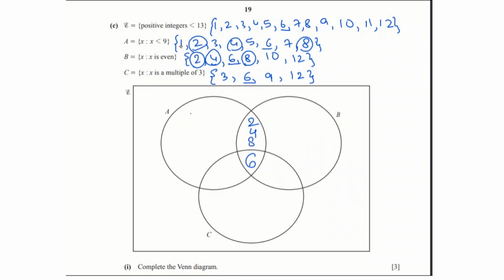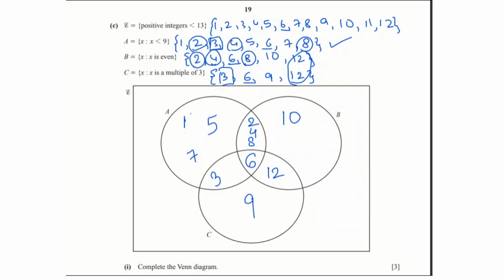Now is 1 present anywhere? No. 3, yes, 3 is present in C, so we will take 3 only. 5, nowhere. 6 has gone. 7, yes. So we are done with A. Then come to B and C. What do we have in common? 6 is already written. 12 is common, so we write 12 over here. 10 is not there anyway. 9 is also not there.